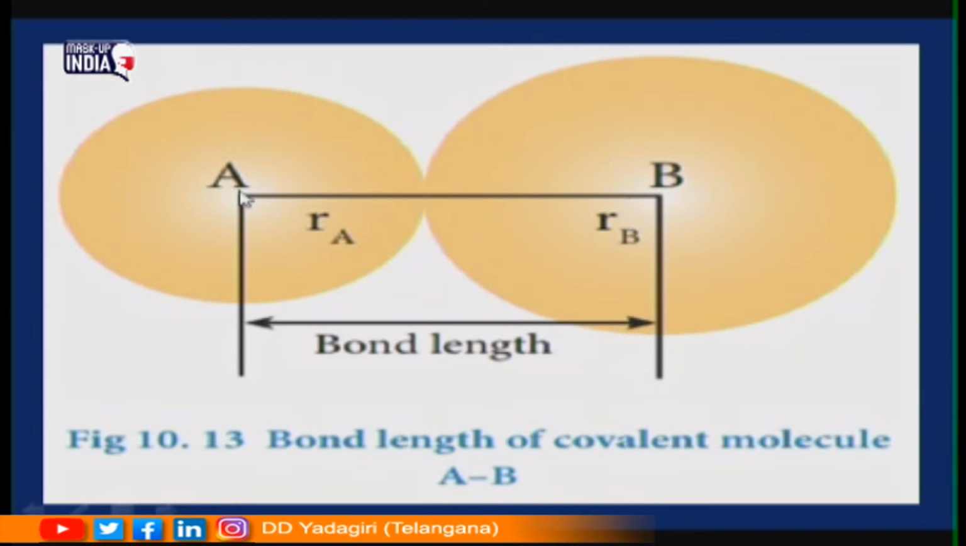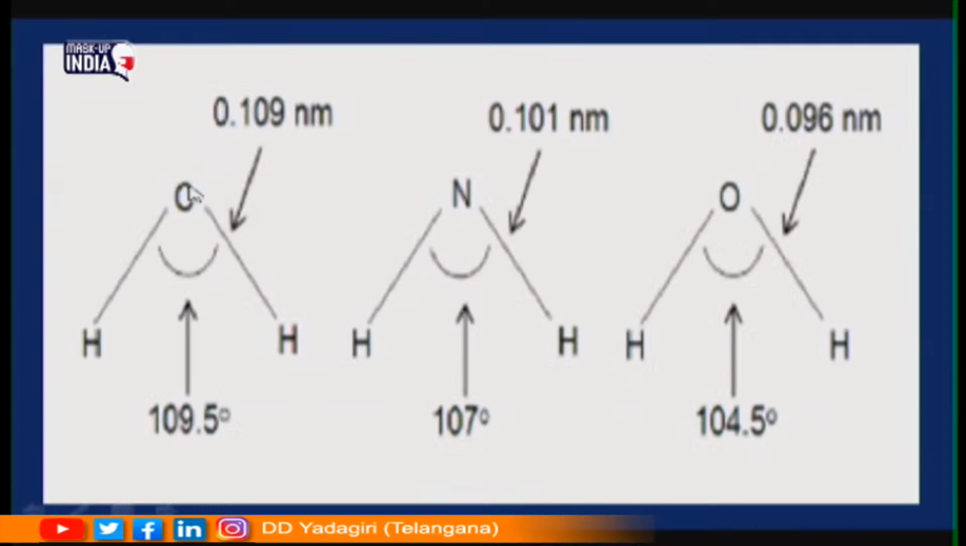And this is the nucleus of atom A and this is the nucleus of atom B, and the distance between atom A and atom B nucleus is called the bond length. So, the bond length of a covalent molecule is the gap, or the distance, between the nuclei of the two atoms which have shared a pair of electrons.